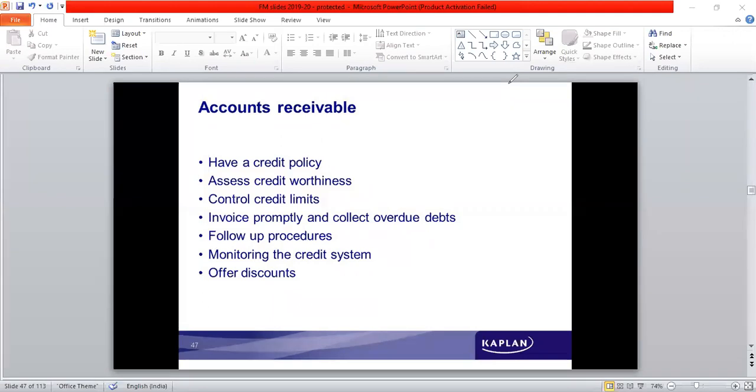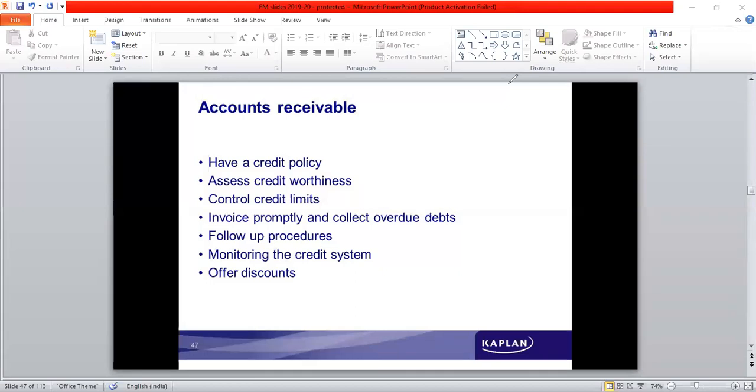So the credit policy, or the credit feature, is extended to the customer. It is not offered to everyone, but on knowing about the creditworthiness of the individual, credit facilities are provided to that individual. Then there is also a control on the credit limit: how much credit should be provided? Also, there are credit limits.